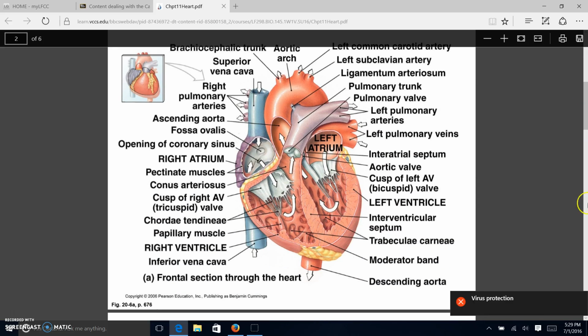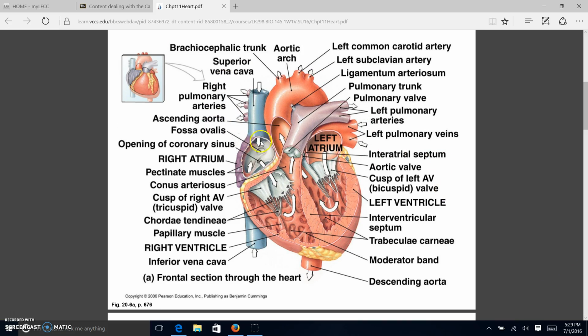Okay, looking at the heart, we notice that we have 4 chambers. We have our right atrium, our left atrium, our right ventricle, and our left ventricle. We also have major blood vessels running to the heart or taking blood away from the heart. So anything that takes blood to the heart is a vein, such as the vena cava.